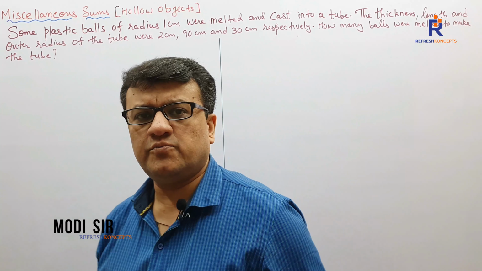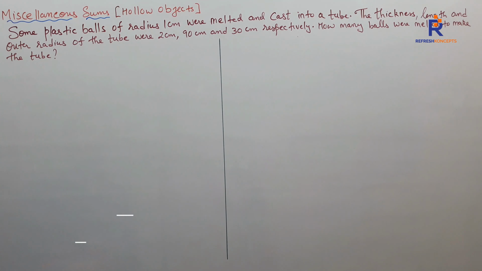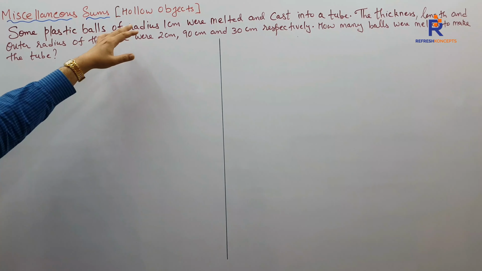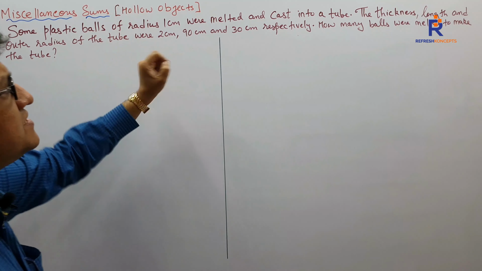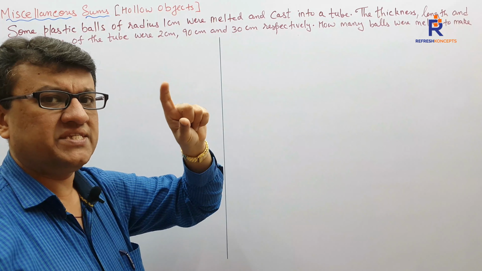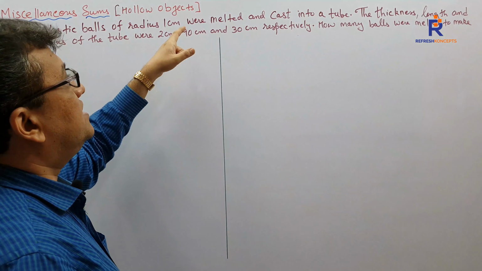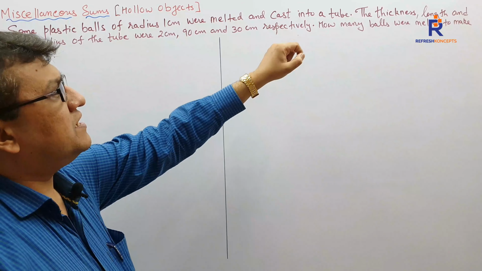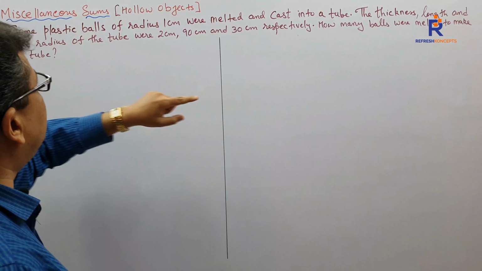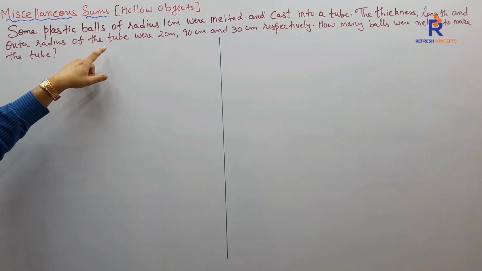We proceed further with the next set of sums. Though under the title miscellaneous, this time the objects are going to be hollow objects. Let's read the sum, act accordingly. Some plastic balls of radius 1 centimeter, spherical objects, were melted and cast into a tube. The thickness, length and the outer radius of the tube.